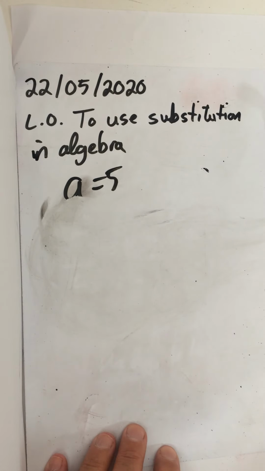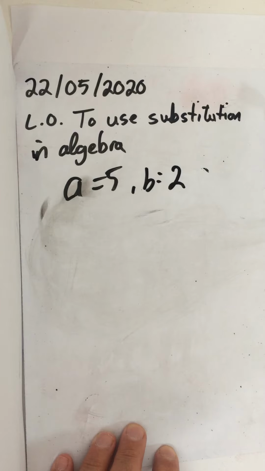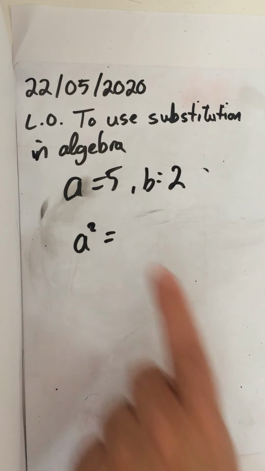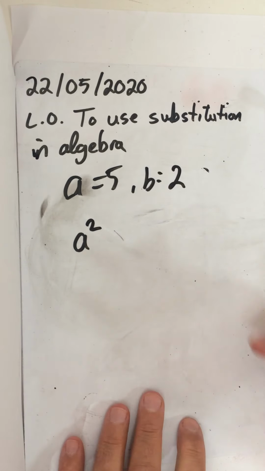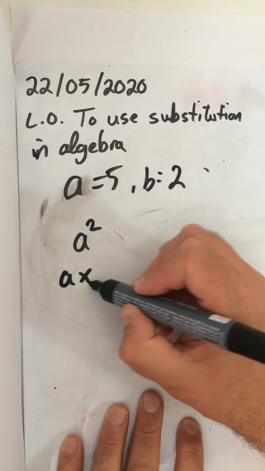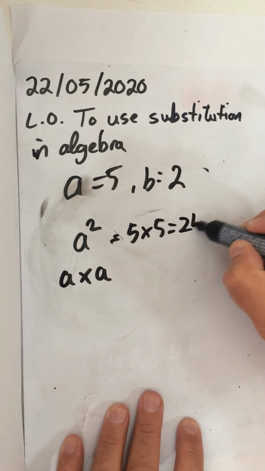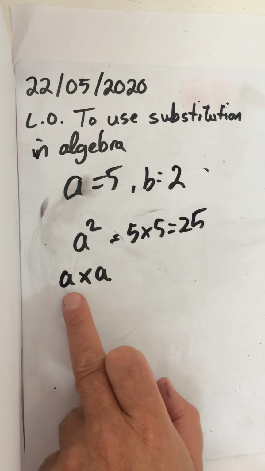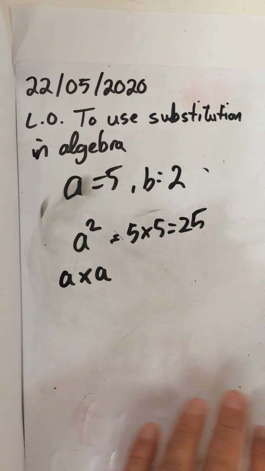Let's then bring in B. B is equal to 2. What do you think A squared would be? A squared, A with a little 2 there. Now remember, A squared means A times A, times itself. So that means it's 5 times 5, which will be 25. With the squared, you're not timesing it by 2, you're timesing the number by itself. So that becomes 5 times 5 is 25, okay?